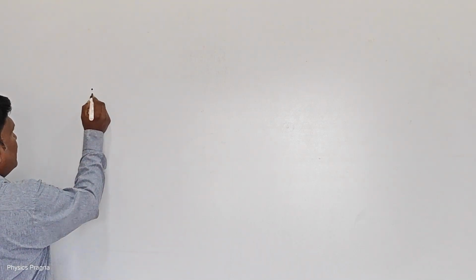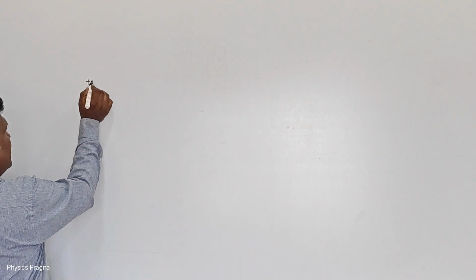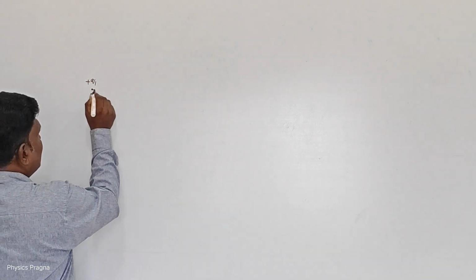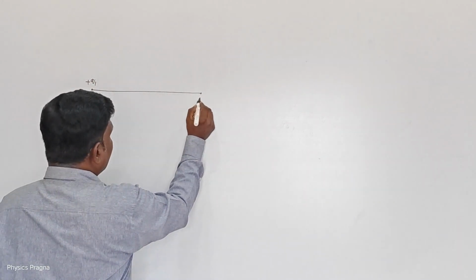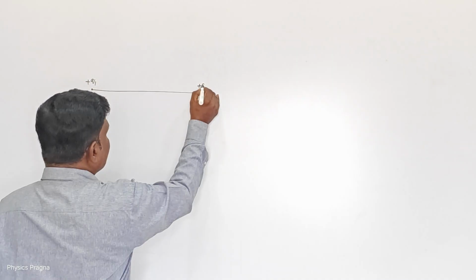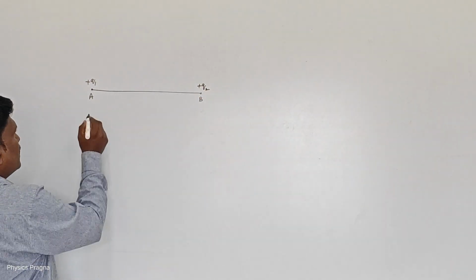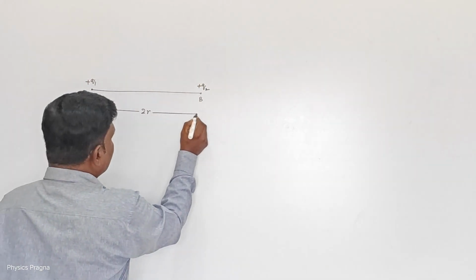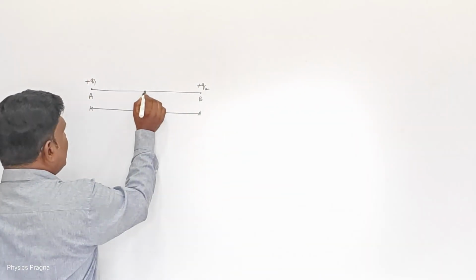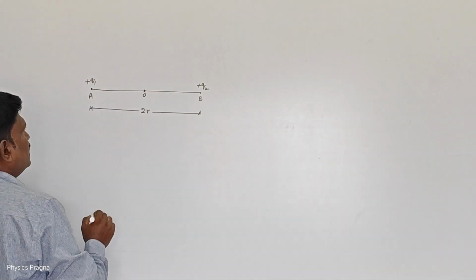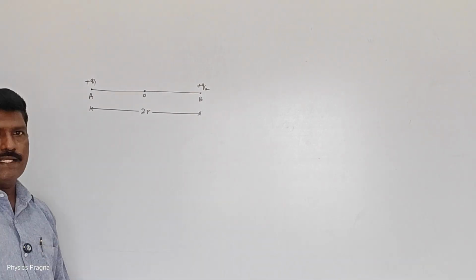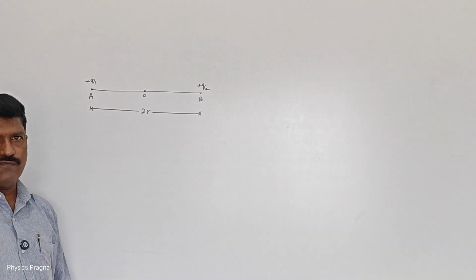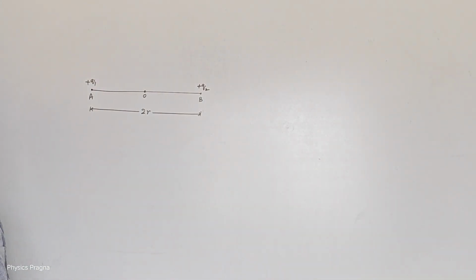Let us take two point charges. At A, one point charge is there, plus Q1. At B, another point charge is there, plus Q2. The separation between these two charges is 2r, and you've been asked to calculate the net electric field at O, the midpoint.